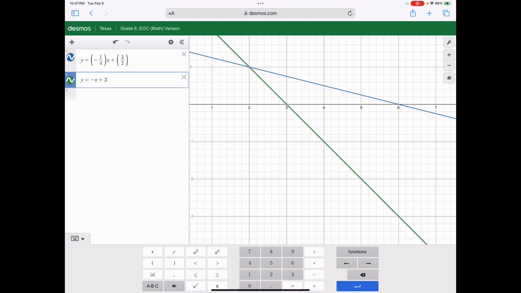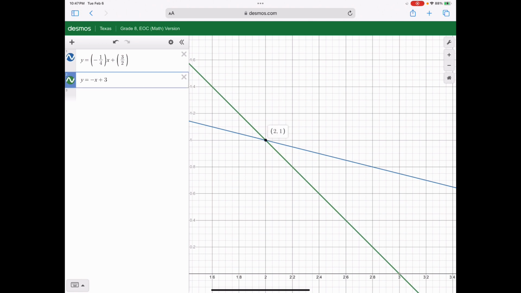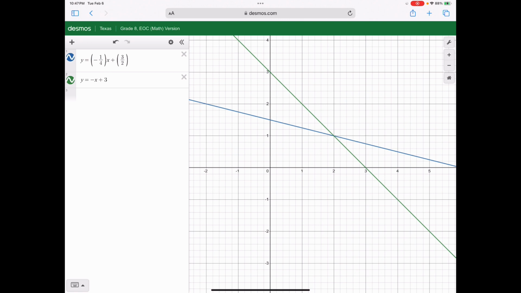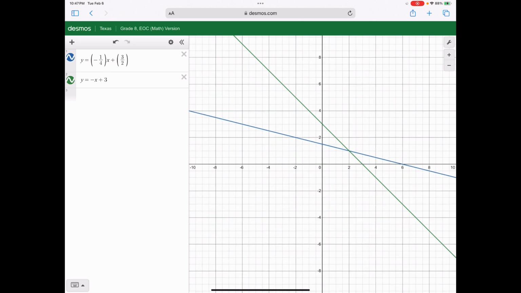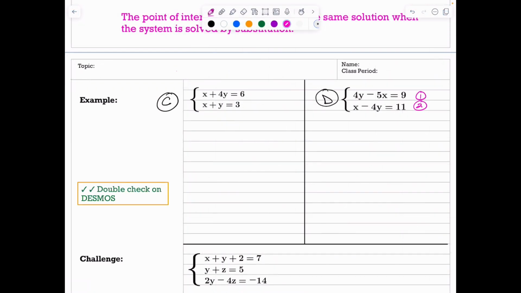So there's the 2 lines graphed. I zoom in, put my finger on the spot where they come together, that's 2, 1. I can zoom out and see both the x-axis and the y-axis. I can hit the home button over here on the right, and that lets me see everything: 2, 1. Perfect. All right, so I have my lines labeled 1 and 2.